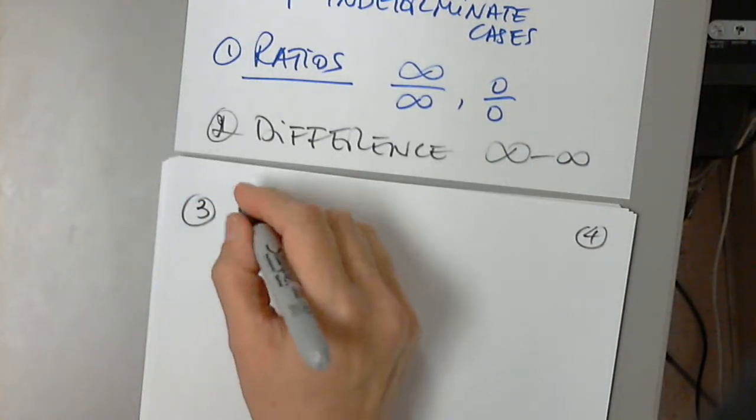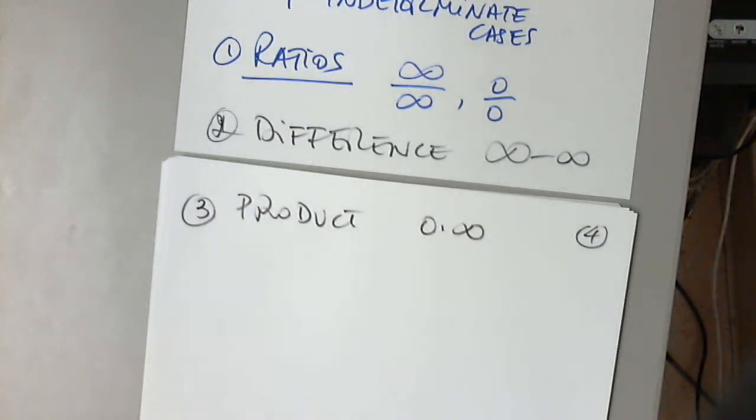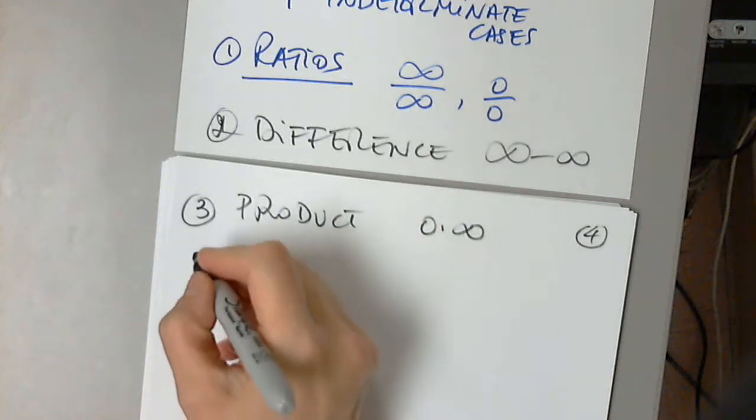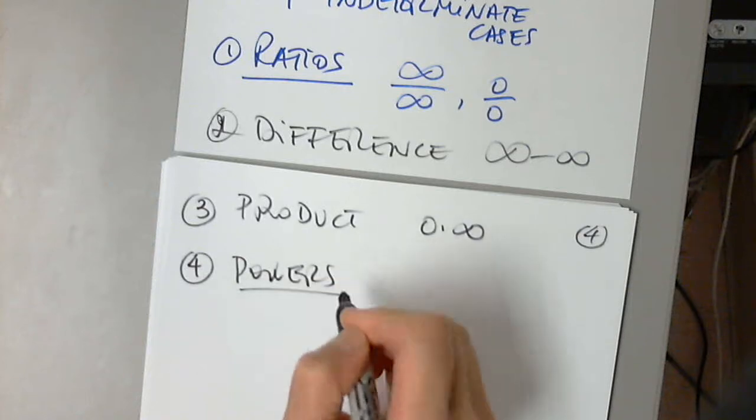3, product. 0 times infinity. And you can say, really? Yes. 0 times infinity could be 1500, or it could be 0, or it could be -3. Anything. And the last are powers. These are not friendly.